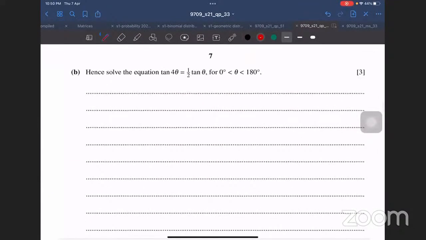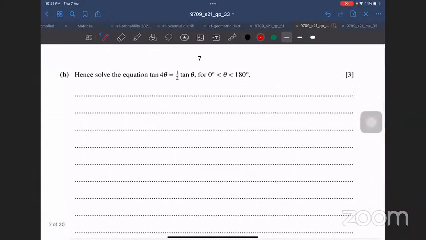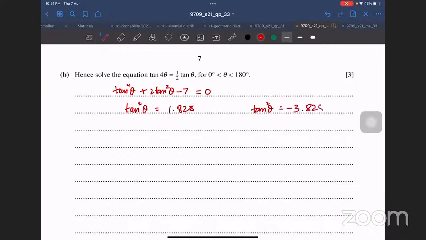That says hence solve the equation tan power 4 theta equals to half tan theta. So this is the equation that you just simplified. So you could pick up that expression and say that tan power 4 theta plus 2 tan square theta minus 7 equals to 0. Solving it using the quadratic formula gives me two answers. One is tan square theta equals to 1.828. Since this is a disguised quadratic equation, I'm getting answers for this, 3.828.